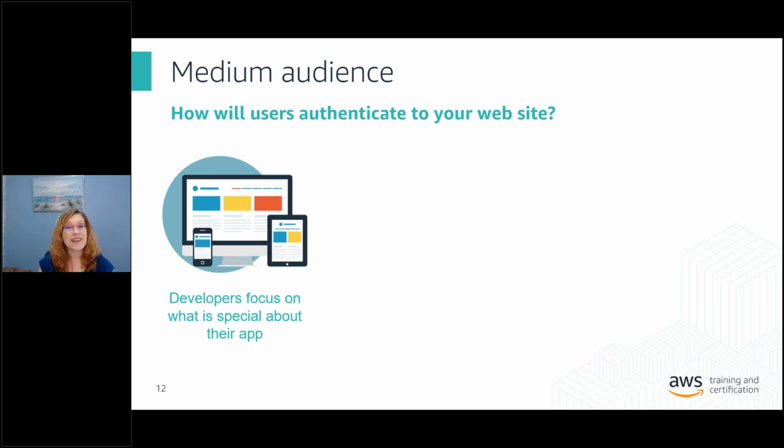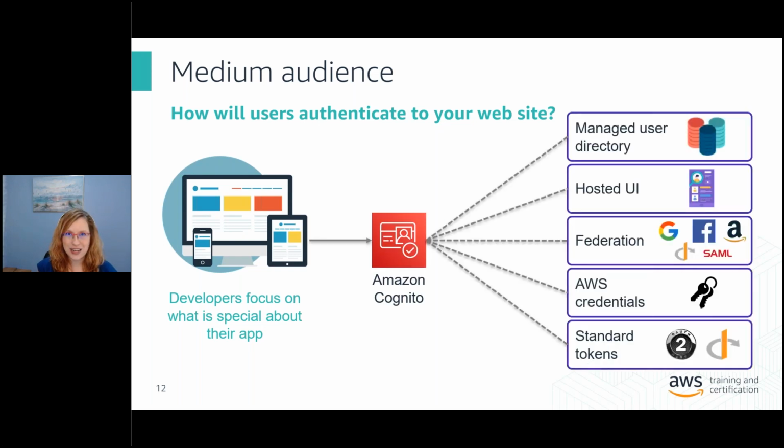Now, AWS offers a fully managed service called Amazon Cognito. This is going to allow our application developers to focus on what's special about the application itself and developing an amazing application without having to spend a lot of development hours on the authentication piece itself. Amazon Cognito also allows us to very quickly and easily provide federated authentications to our users.